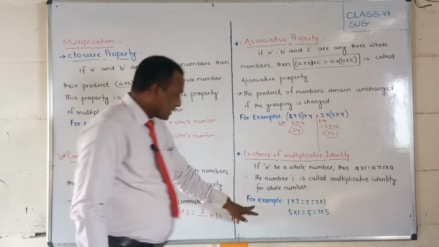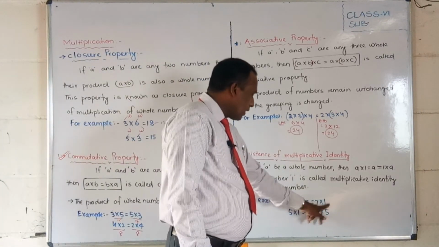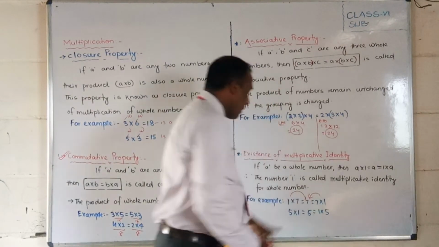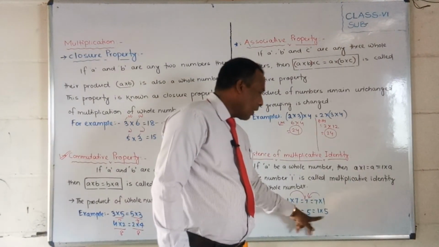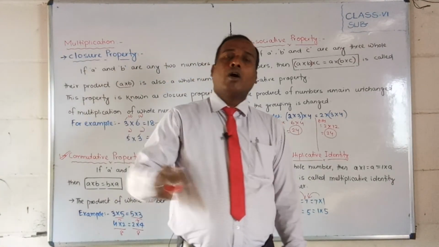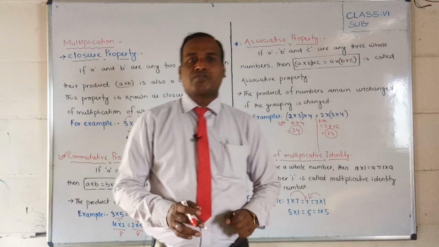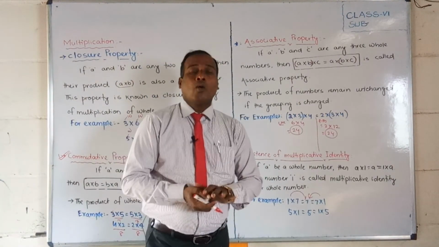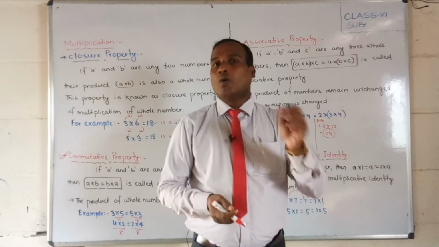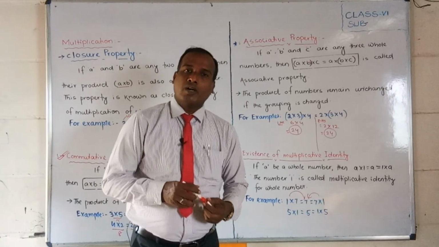Okay. So for example, students, 1 into 7 is equal to 7, and 7 into 1 is also 7. 5 into 1 is equal to 5, and 1 into 5 is also 5. So if you multiply 1 with any number, or any number with 1, the value is the same number itself. That is why 1 is called the multiplicative identity for whole numbers.